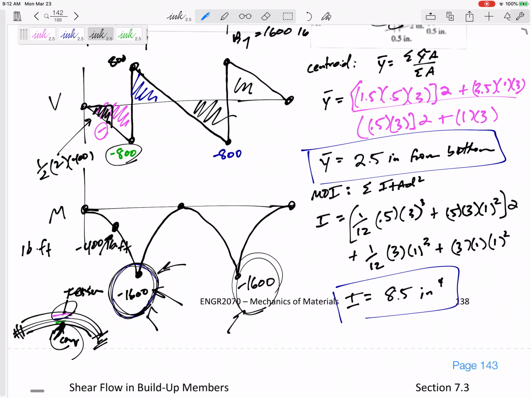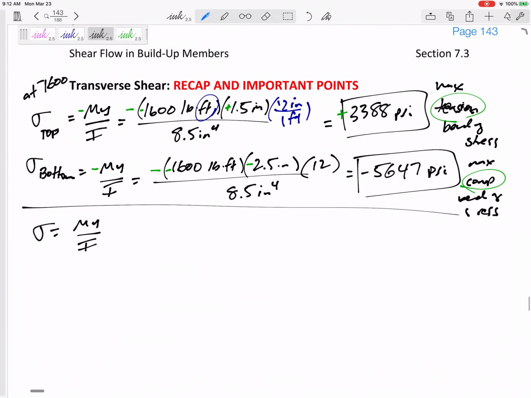Negative 400 pound-feet. Does that make sense? The curvature of this kind of helps you. Yeah, that makes sense. This is an x squared chart. So yeah, negative 400. I like to not put the negative and just visualize it myself, whether it's compression or tension.